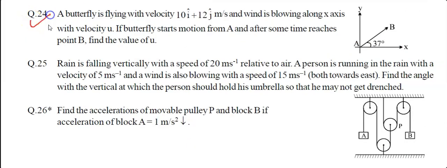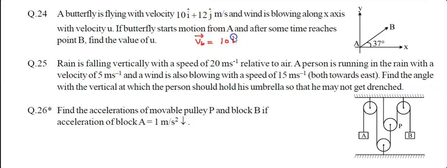Now let's talk about question number 24. It says a butterfly is moving with a given velocity, and wind is also blowing. So whenever wind is blowing, the butterfly is moving. It's just like a boat in the river. So you need to go with respect to ground. What will be the total velocity of the butterfly? So that is B. You need to add them up.